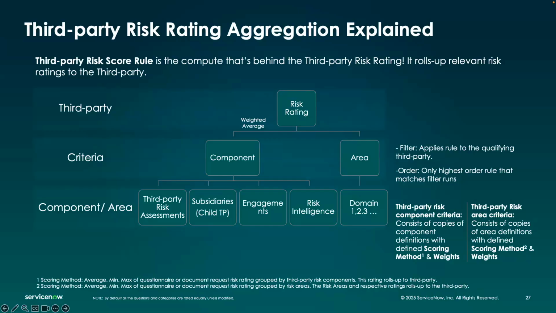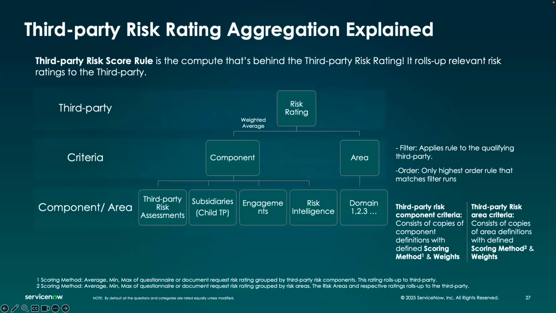That brings us to component criteria, which serves as the configuration layer that determines which components should be included in the risk rollup, the weight assigned to each component, and the scoring method, whether that's an average, min, or max of the component ratings.